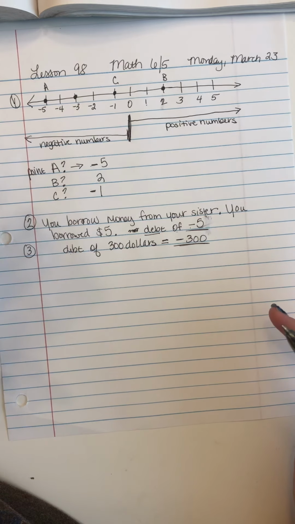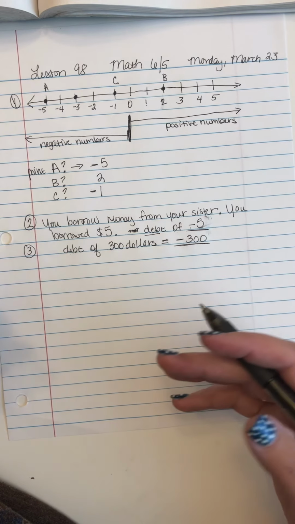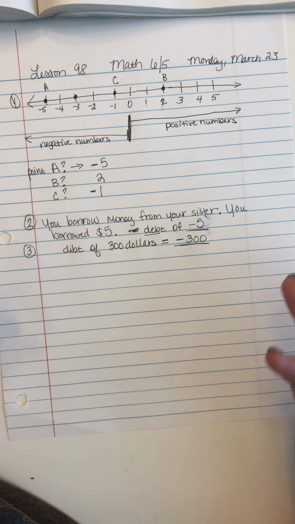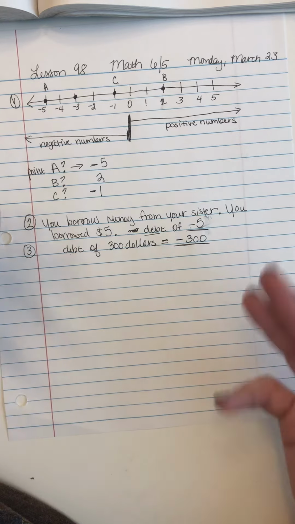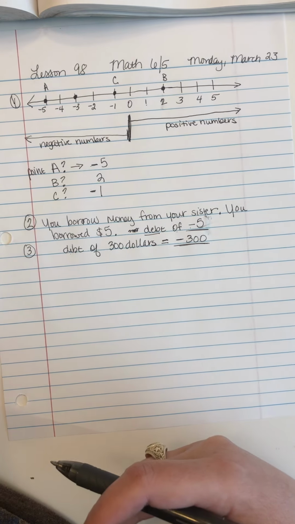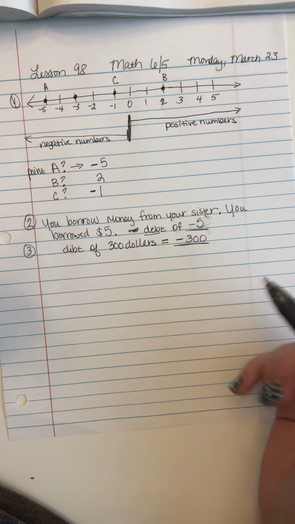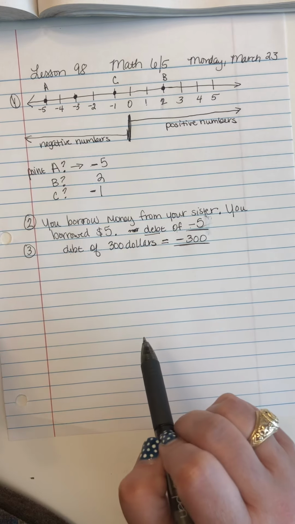So that is a way you will see negative numbers used with money. When you have a debt, you have a negative amount of money. You owe someone $5, you are -$5. You owe someone $300, you are -300.